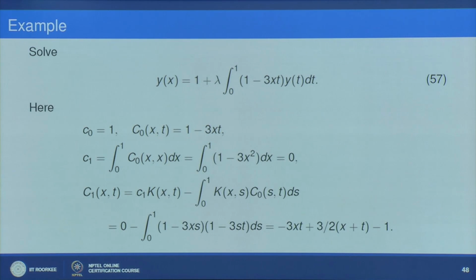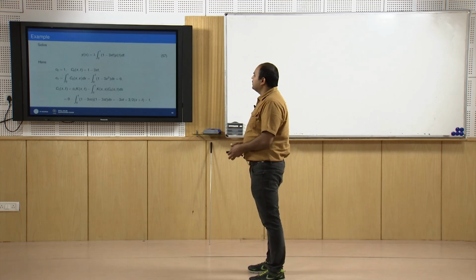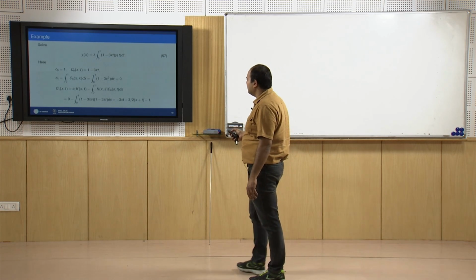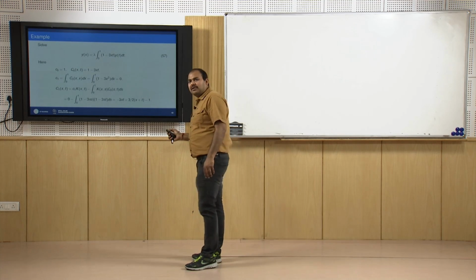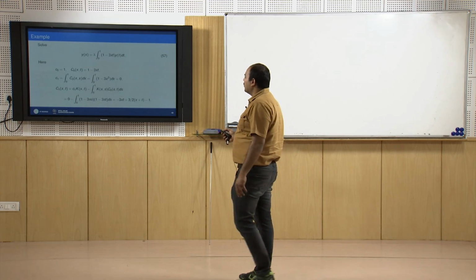Is it okay? And then let us consider one example based on this Fredholm's second theorem. Here the example is y(x) equal to lambda times the integral from 0 to 1 of (1 minus 3xt) y(t) dt. If you remember, we have already discussed this example with the help of Fredholm's first theorem. So here we are considering the homogeneous equation.